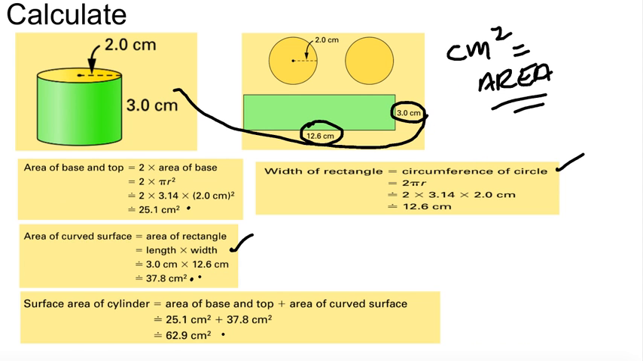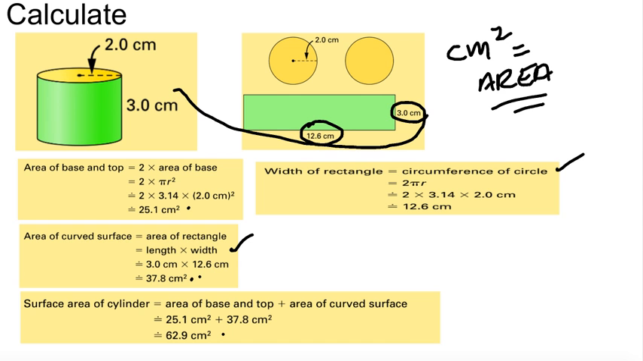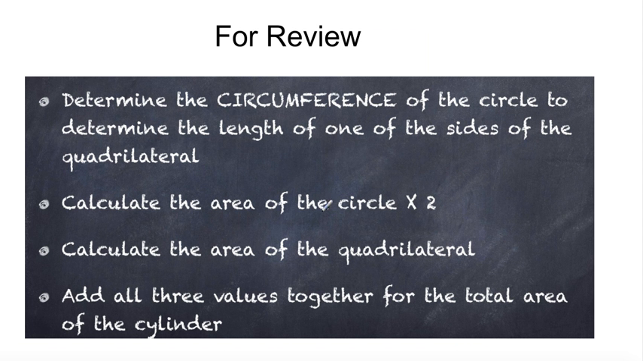So let's review here, shall we? Take this down, pause it if you need to, but I'm going to continue. For review, first, determine the circumference of the circle to determine the length of one of the sides. Calculate the area of the circle. Calculate the area of the quadrilateral, one of the sides being the circumference. And then add all three values together for the total area of the cylinder.